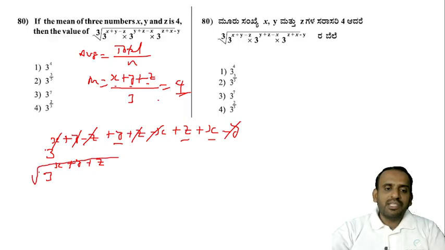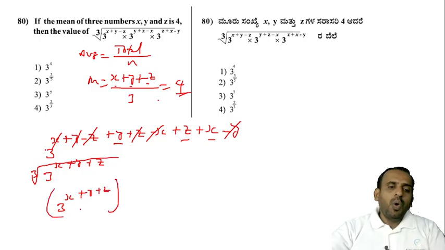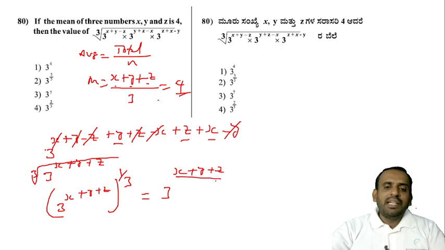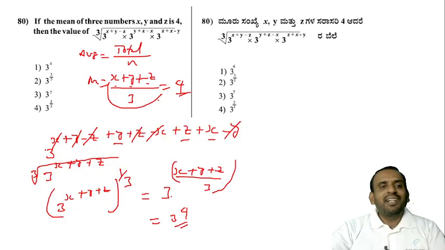So I will write the bracket once again. This is cube root. Cube root is nothing but I have to write it this way. 3 to the power of x plus y plus z whole to the power of the cube root, that is 1 by 3. Since we know that we have to multiply the exponents, we can write this as 3 to the power of x plus y plus z divided by 3. Now let us observe what is the mean? x plus y plus z by 3. So we can write this x plus y plus z by 3 as 4. So 3 to the power of 4 is the right answer. So option 1, 3 to the power of 4 is the right answer.